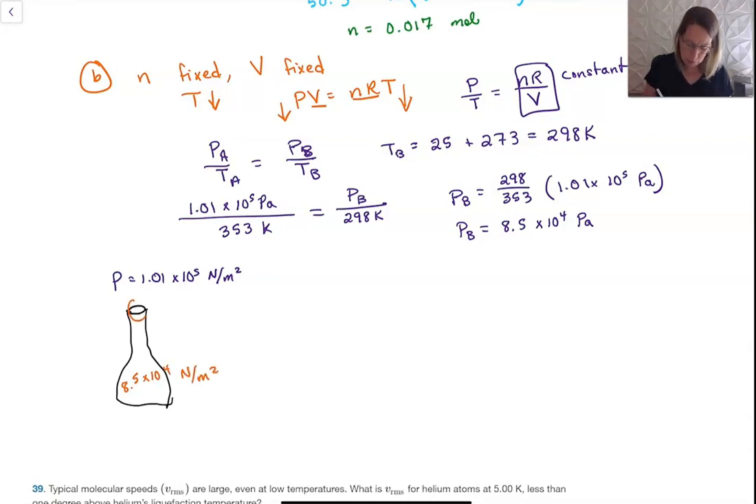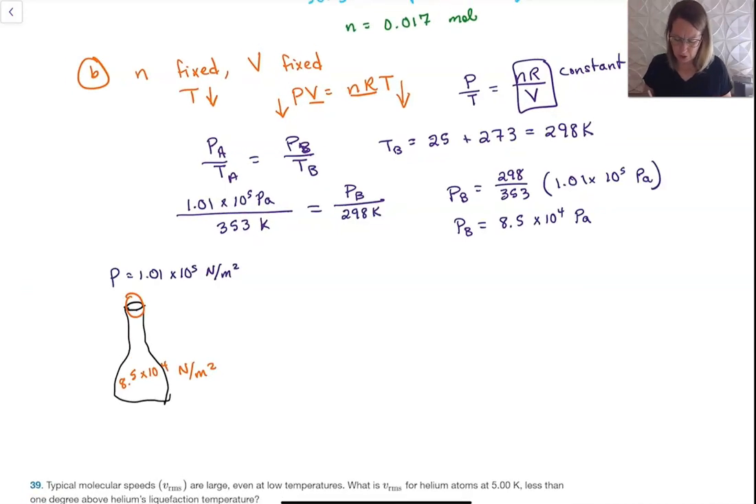Then the question is, what's the force on this egg? How much force is pushing that in? What I want to know is the difference in the pressure, right? Because that would be my force. So my delta P would be P on top minus P on the bottom, because the bottom pressure pushes up and the pressure on the top pushes down. If I subtract these two from each other, I get about 1.6 times 10 to the 4th pascals.